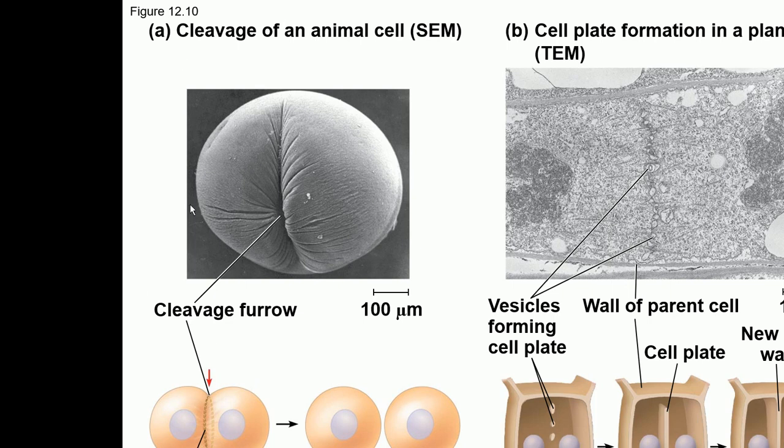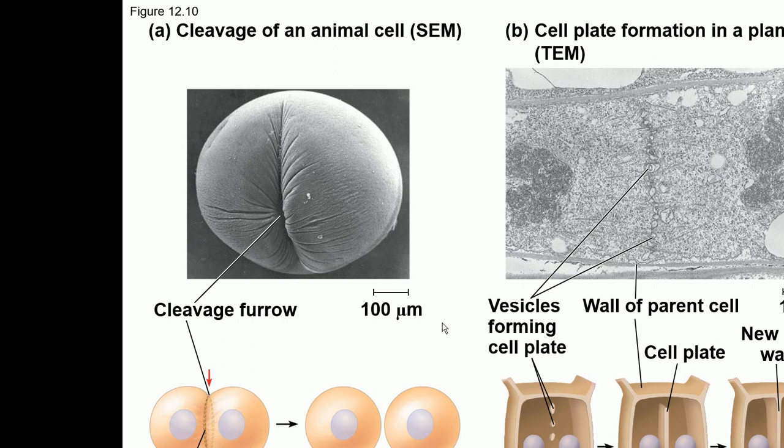So in the animal cell, this is the way the cleavage furrow is formed, and it is formed by some proteins. Basically there's a formation of a contractile ring of microfilaments, and microfilaments are formed of some proteins, and then the daughter cells are formed.